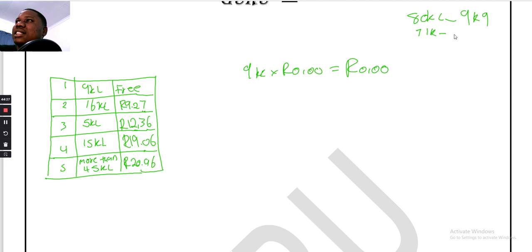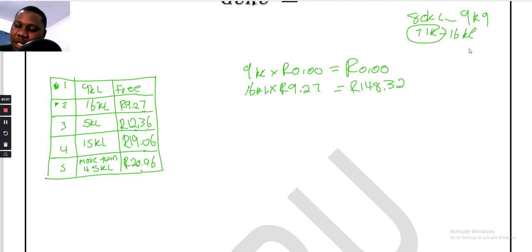Then from this 71, we charge 16 kiloliters. Can 71 fit into 16? No. Then we take the maximum of this block. 16 multiplied by 9,27, that is 148,32. Okay, and then we move. 71 minus 16 is 55. Then we say, can 55 fit into 5?